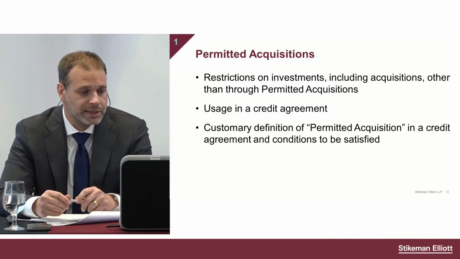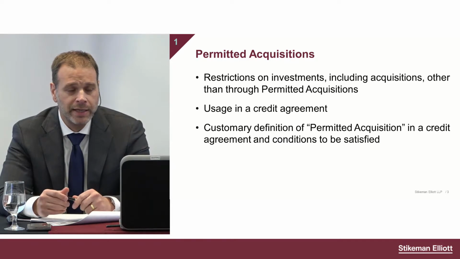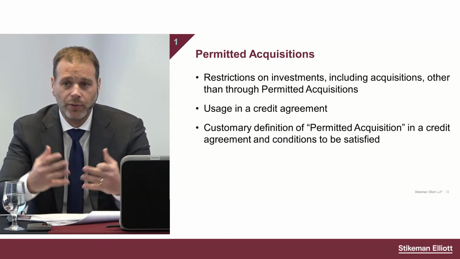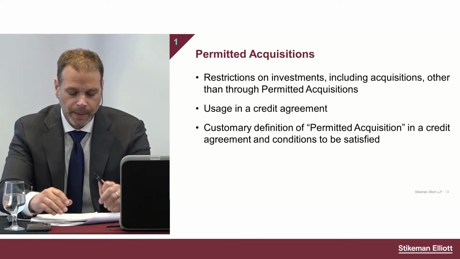So what does a customary definition of a permitted acquisition look like? What do you typically see in a credit agreement, and what kind of conditions need to be satisfied in order for the borrower to fit within the already accepted basket that the lender has authorized?